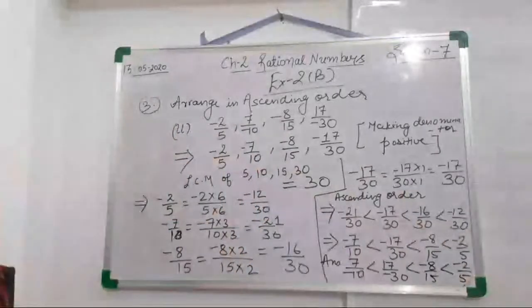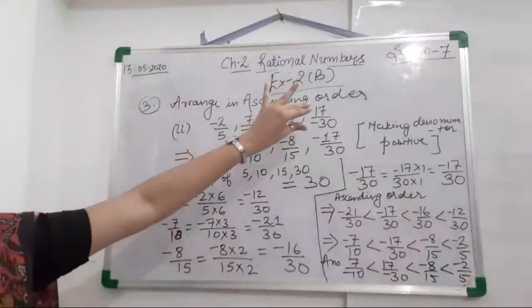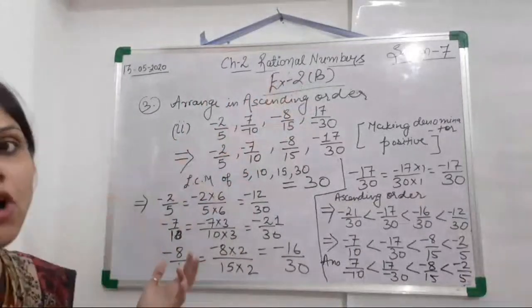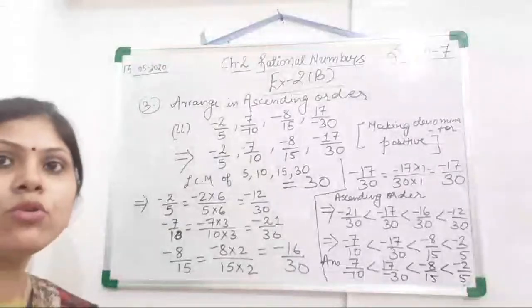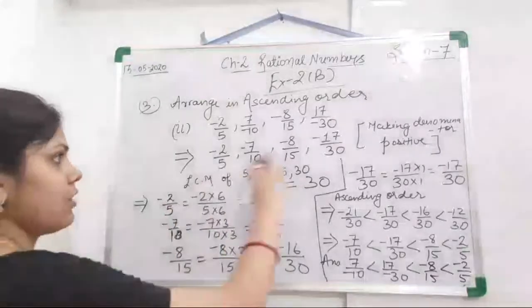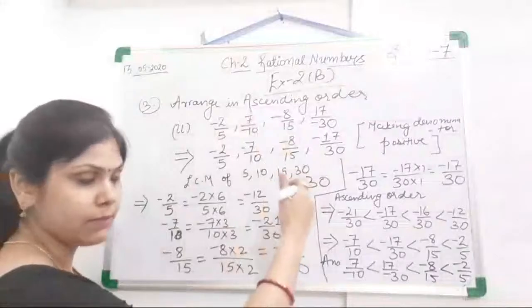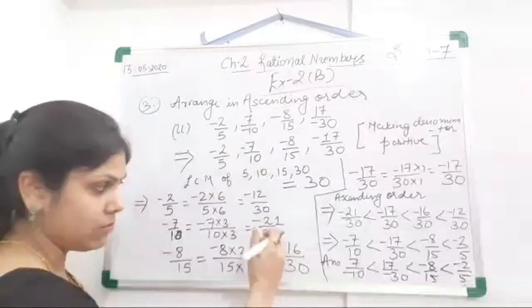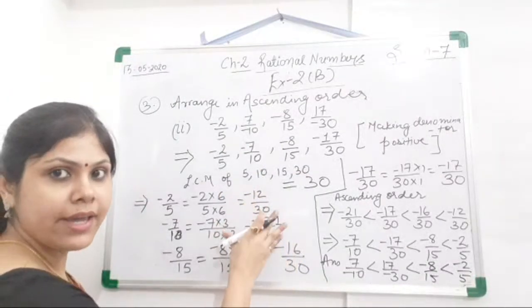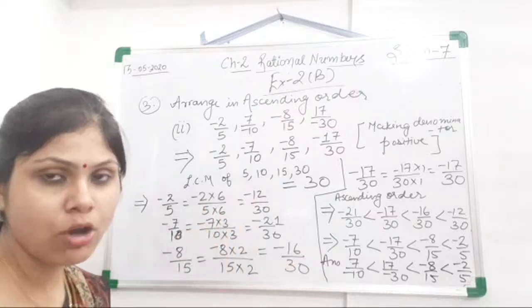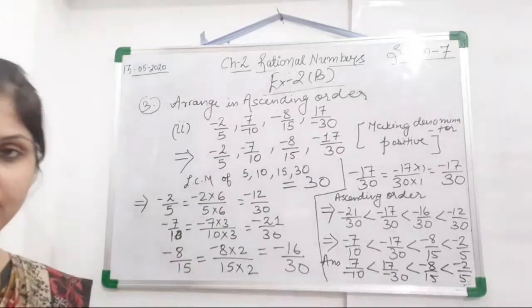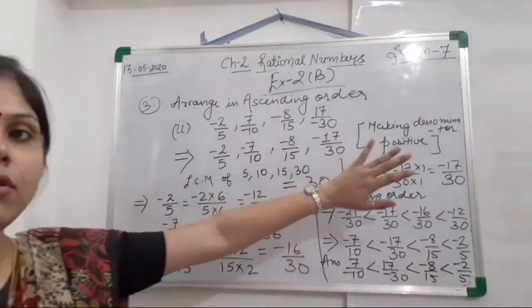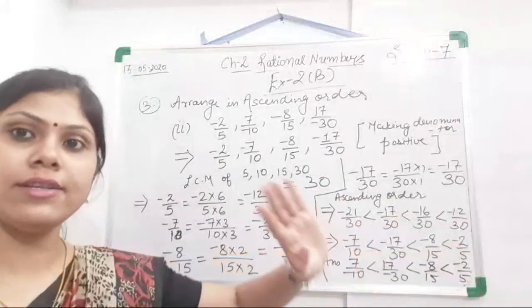Once again I am telling you. First you will write the question. If the denominator contains a negative sign, you will make it positive. When it is positive, take out the LCM. Then you will take out the equivalent rational numbers. Now from there you will arrange in ascending order. Whether the question asks for ascending order or descending order, you have to do it up to here.